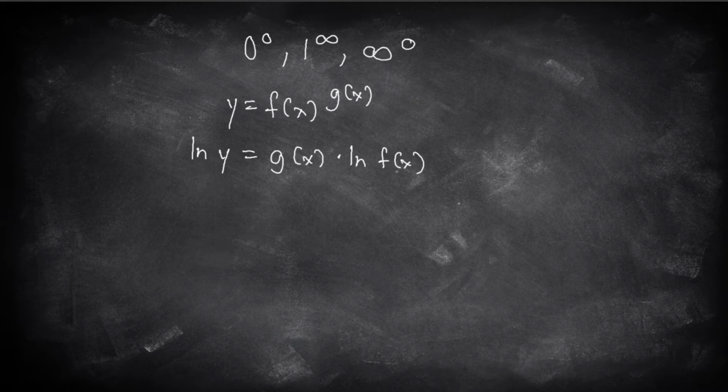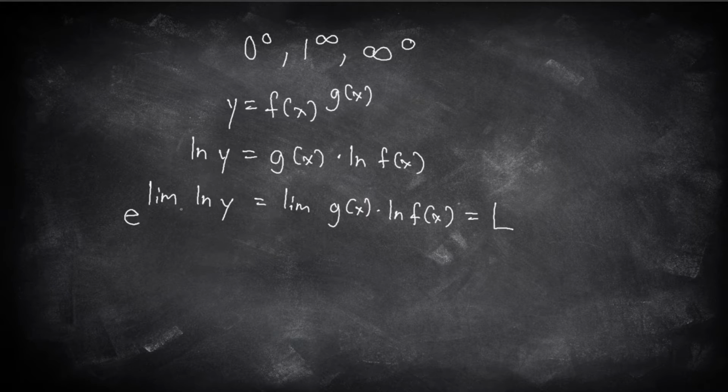Now what we're going to do next is take the limit of both sides. Limit of g of x times natural log of f of x. And let's say that this limit comes out as some number L. Then basically we're going to raise each of these. These are going to become our powers, and we're going to have a base e to all of them. So e to the limit of natural log of y is the same thing as the limit of e to the natural log of y, and e to the natural log of y is y, which is what we were looking for in the beginning.